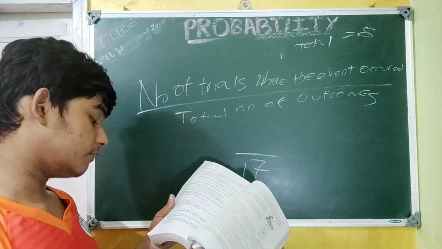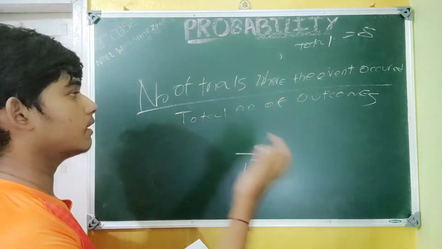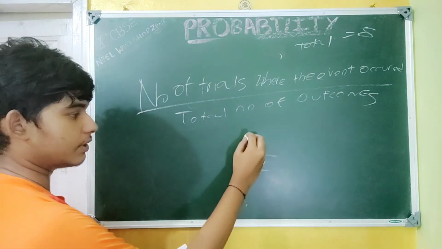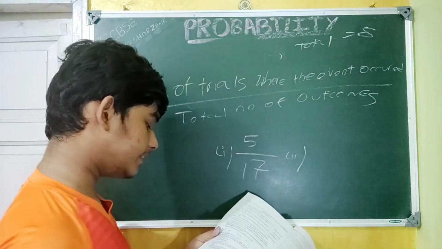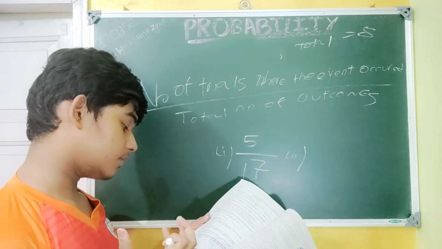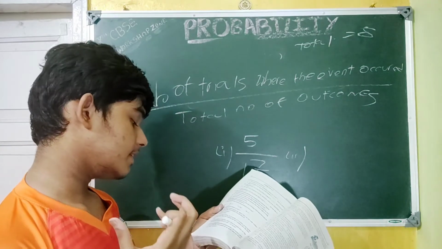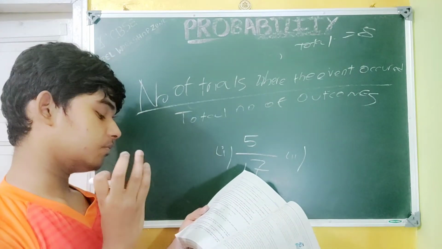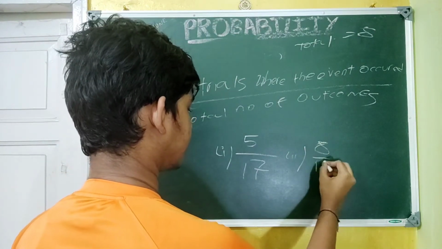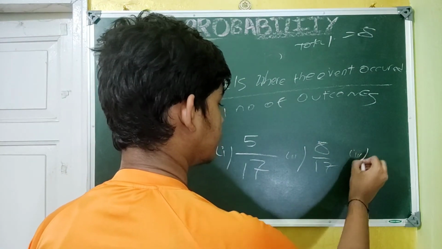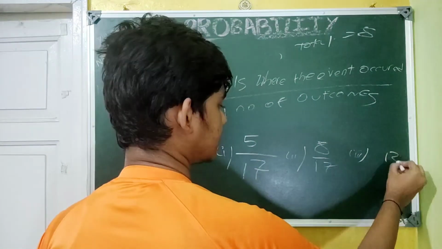So now let's take the first question. Red. The box contains 5 red marbles. So the number of trials where the event occurred is 5 for the first one. For the second one, it is white. So the number of trials where the event occurred, where the marbles are white, is 8 marbles. So 8 by 17. And the third one, you might expect it to be green, but it says not green. So 5 plus 8 is 13. So the answer is 13 by 17.